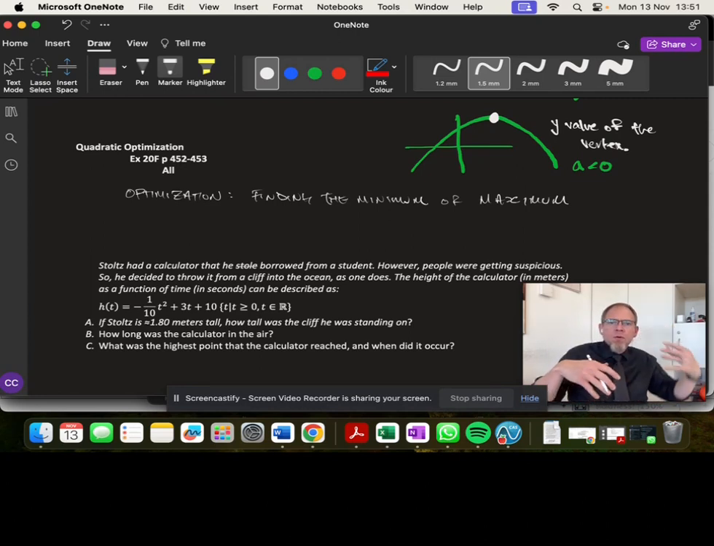Similarly, if we had a function that was a happy parabola, we'd be looking for the minimum value. That could be something like tax rates or whatever else.